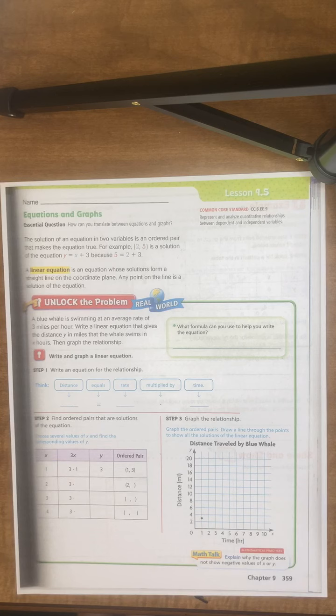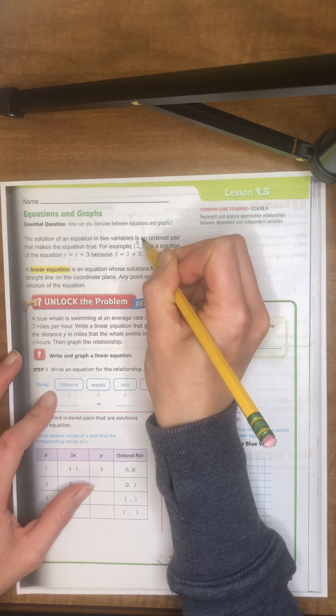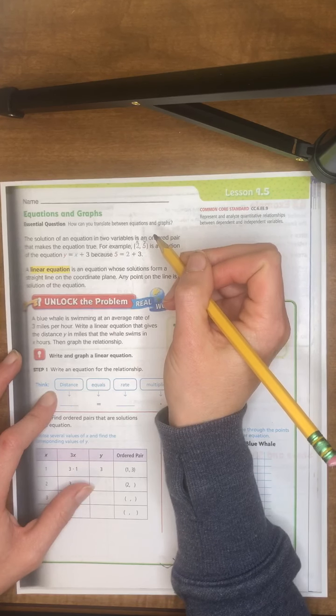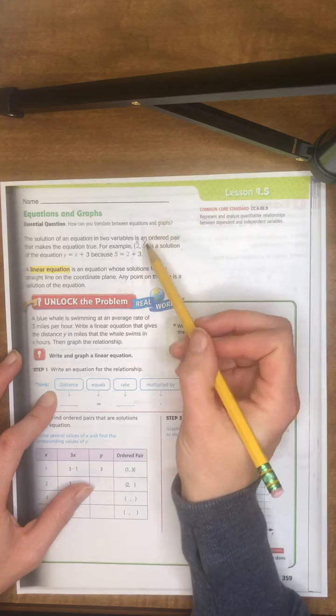Lesson 9.5, Equations and Graphs. The solution of an equation in two variables is an ordered pair that makes the equation true. For example, (2, 5) is a solution of the equation y equals x plus 3. Remember that in an ordered pair, the first number is the x, the second number is the y. So they're just putting the numbers into that.